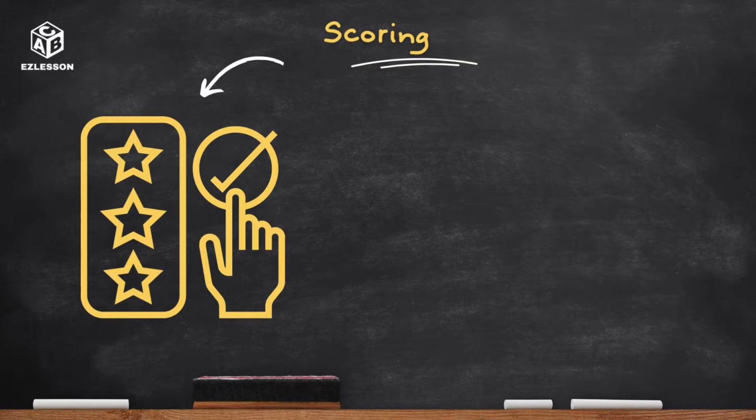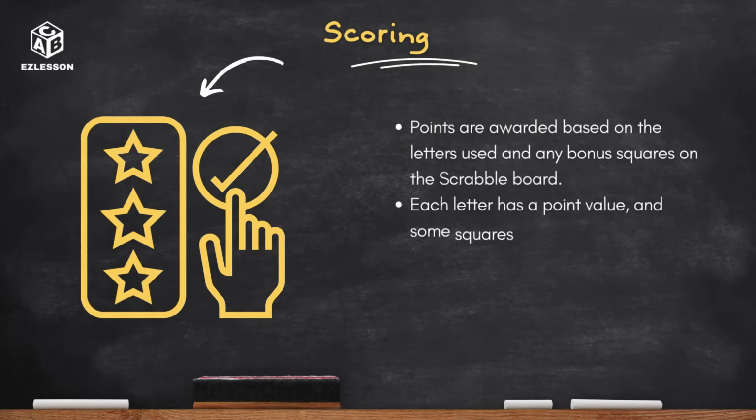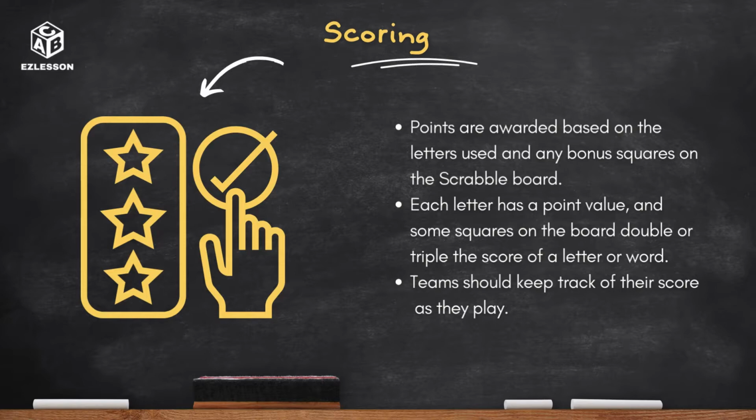Points are awarded based on the letters used and any bonus squares on the Scrabble board. Each letter has a point value, and some squares on the board double or triple the score of a letter or word. Teams should keep track of their score as they play. Once all tiles have been played or the game has ended, tally up the scores. The team with the highest score wins the game.